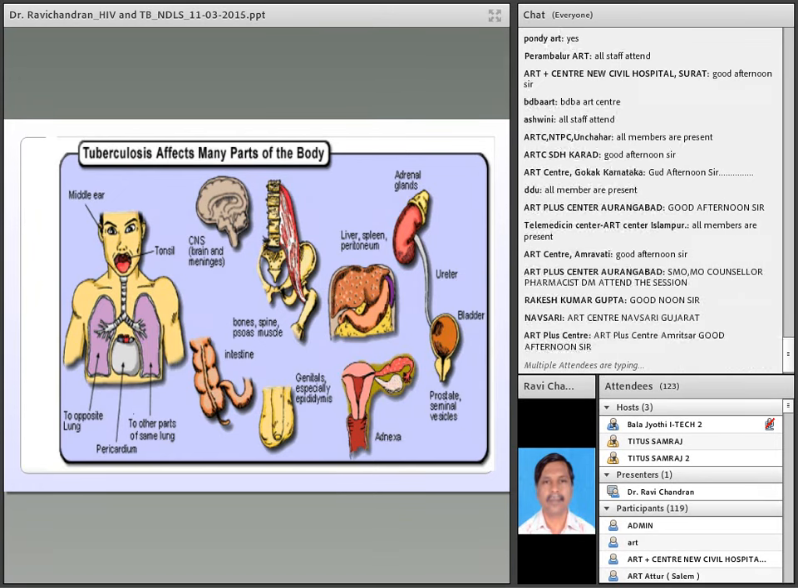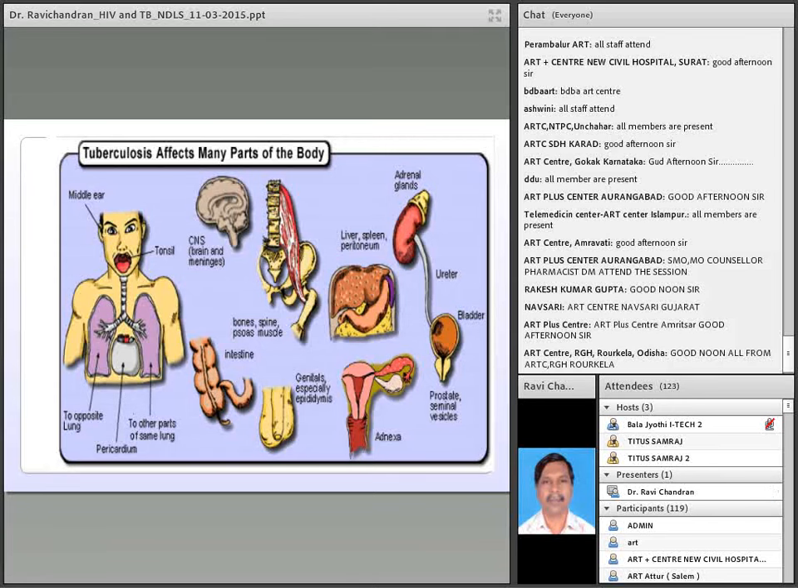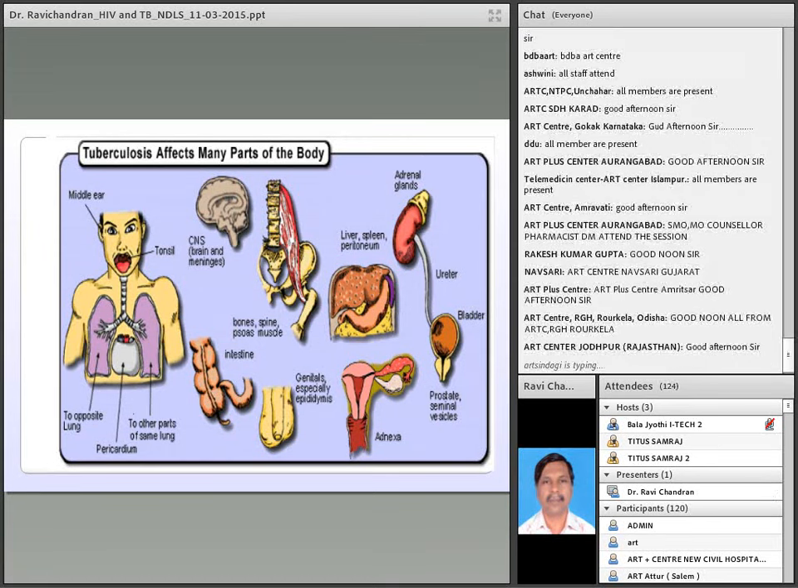All these organs, and the genitourinary system, like the genitals, especially the epididymis, and the fallopian tubes in females, any organ, no organ is spared in the body.